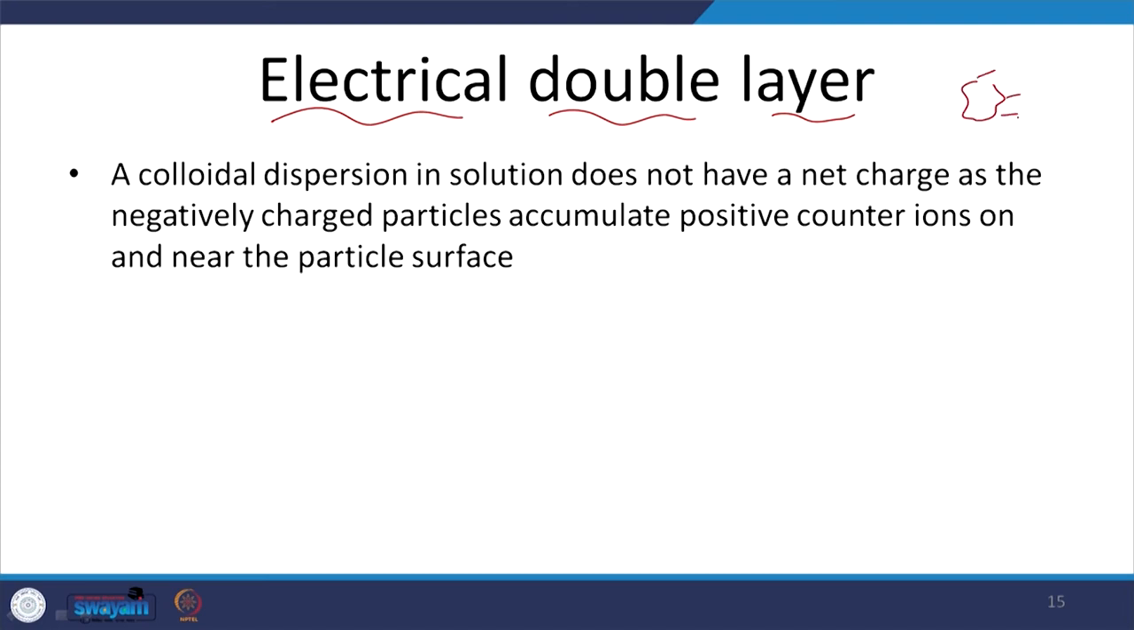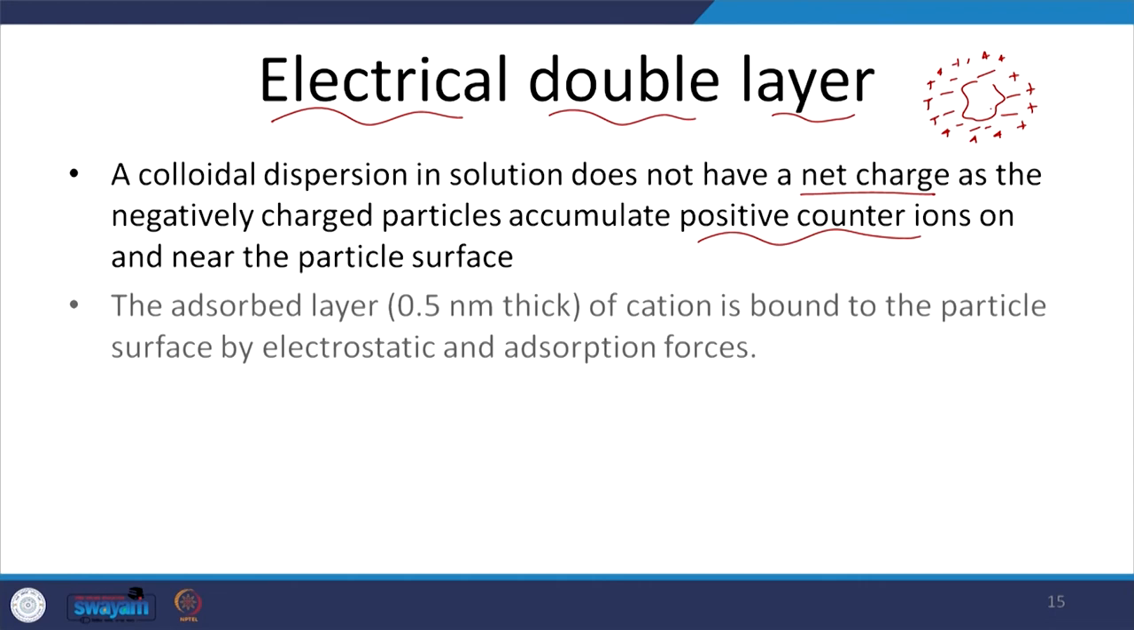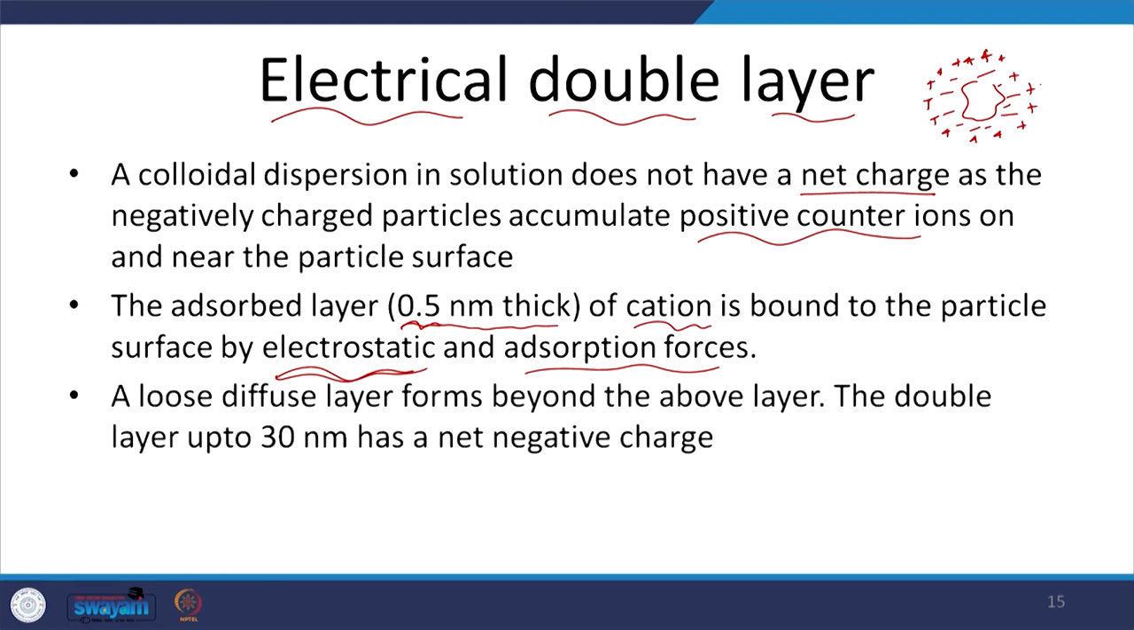Unlike what we just mentioned, a dispersion in solution does not have a net charge, right? Why is that? Because these colloids which have a net negative charge will attract a positively charged layer around them, right? So positive counter ions on and near the particle surface. And this layer is pretty thin. It's only 0.5 nanometer thick, and it's of cations, meaning positively charged. They are bound to the particle due to electrostatic and adsorption forces, primarily electrostatic. Negative charge on the colloid, so that's why it's surrounded by these cations. And also, even after this, you have a relatively loose layer of positive and negative.